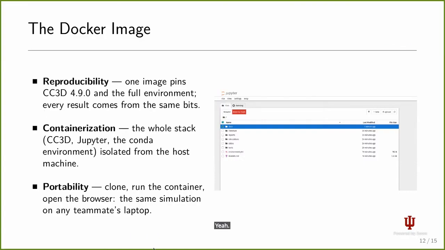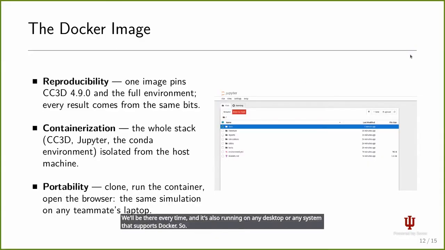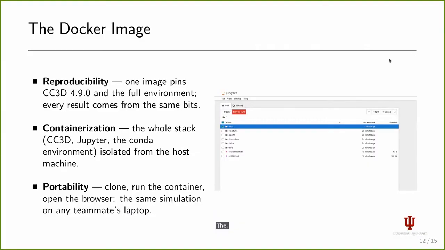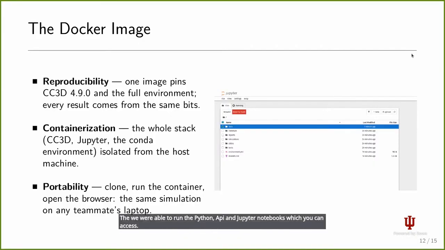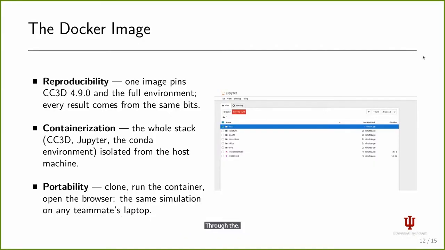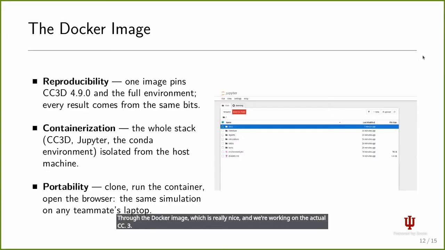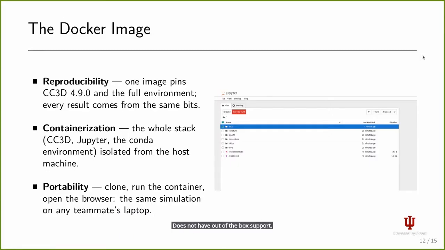So it will be there every time. And it's also running on any desktop or any system that supports Docker. So what we have is we're able to run the Python API and Jupyter notebooks, which you can access in the browser through the Docker image, which is really nice. And we're working on the actual CC3D GUI itself, because Docker does not have out-of-the-box support for running GUI applications like CC3D. It takes a little bit more setup.